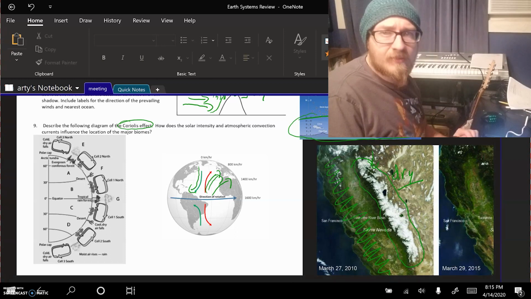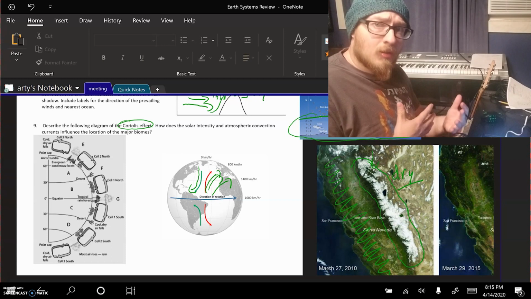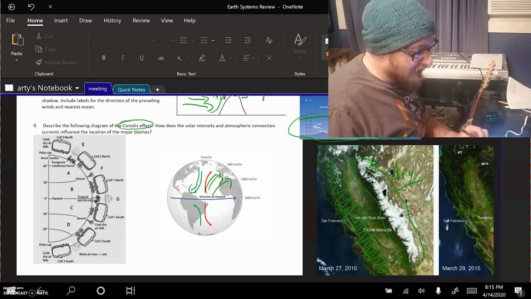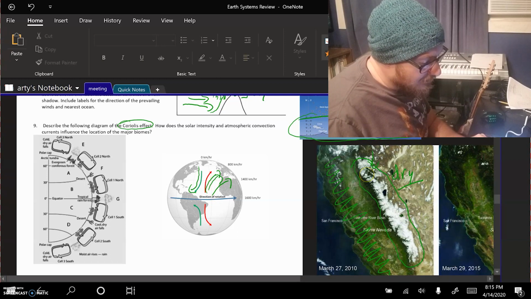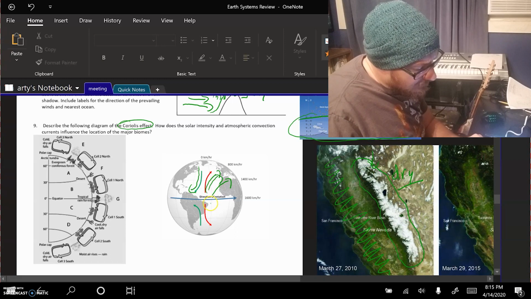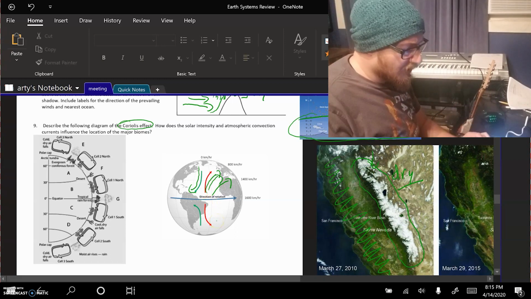So this is just something, if you don't intuitively know or can't think about the rotation of the Earth, you just have to memorize. If you're moving away from the equator in the northern hemisphere, things get deflected to the right. If you're moving away from the equator in the southern hemisphere, things tend to get deflected to the left.